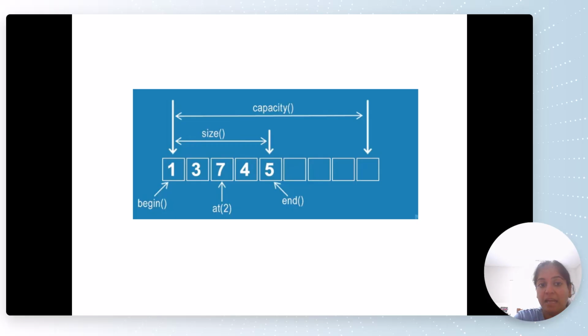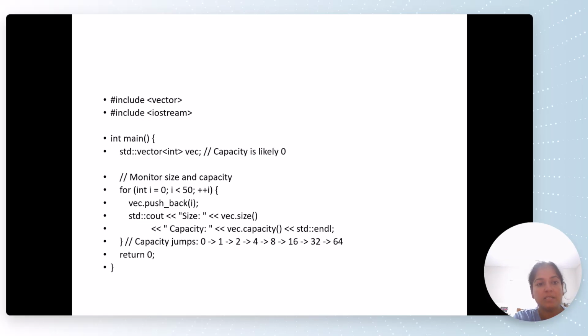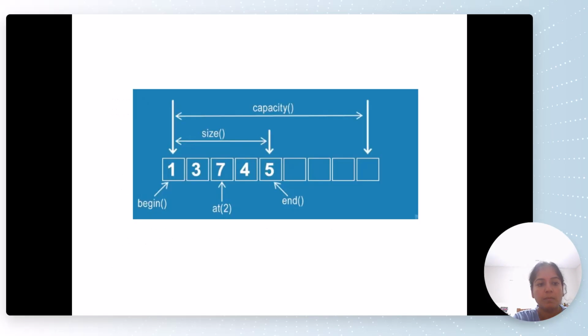Like the arrays, the indexes of vectors also start with 0. For example, the element 1 is at index 0, then 1, 2, 3, 4. These are the indexes like the arrays. So if we are using the iterator, begin will start with element 1 and end will go up to the element 5.